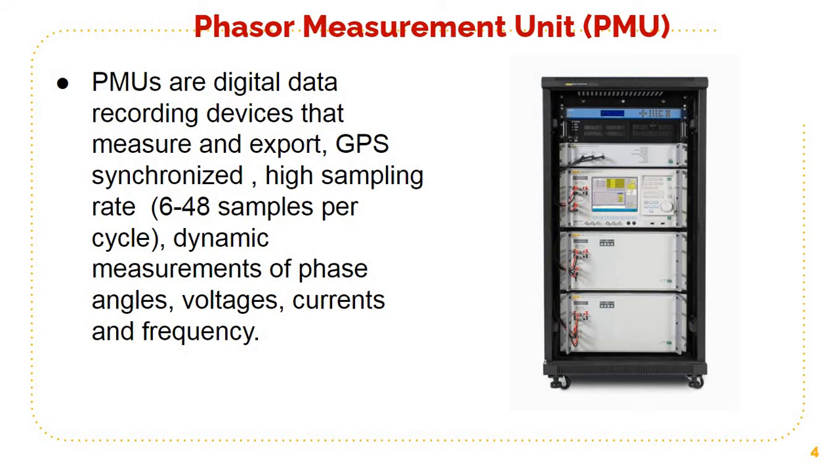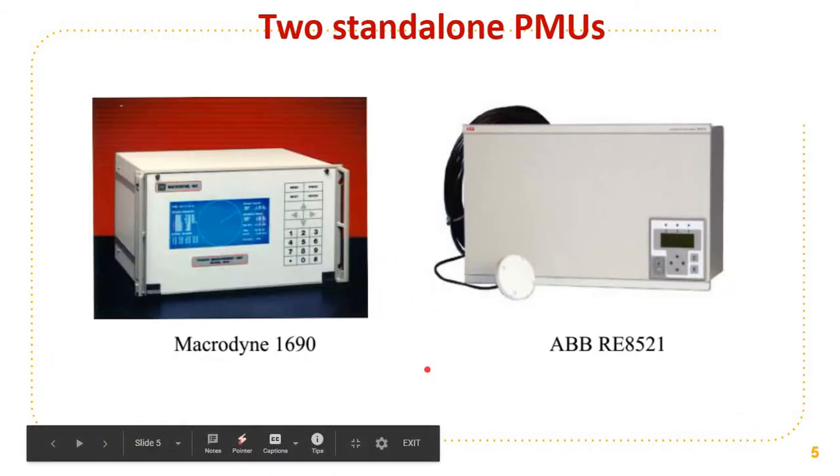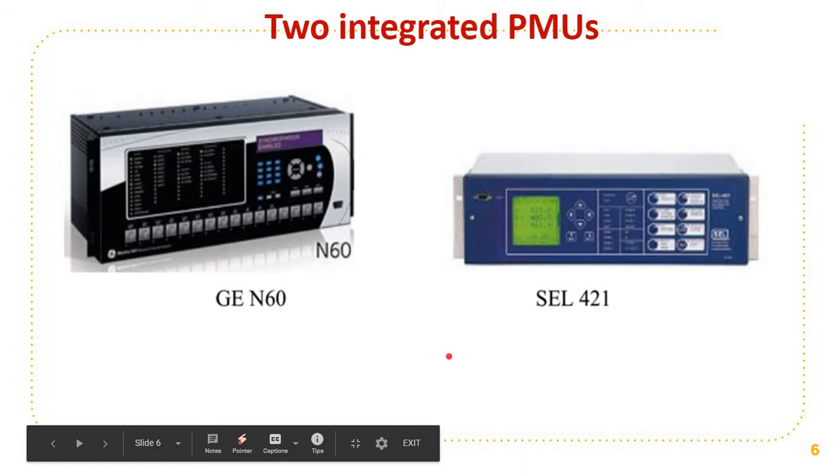They are digital data recording devices that measure and export GPS synchronized high sampling rate, typically 6 to 48 samples per cycle, dynamic measurements of phase, voltages, currents and frequencies. It can replace the traditional SCADA functionalities. These are two standalone PMUs by different companies, and these are two integrated PMUs from GE and SEL.